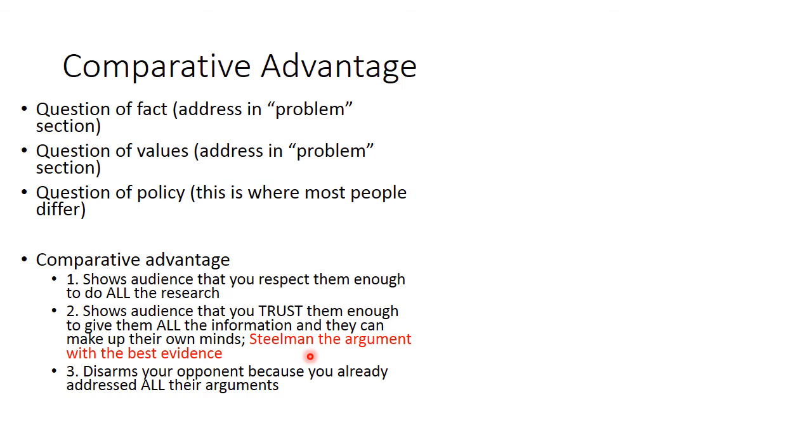communication with them. The last thing comparative advantage does, which is what I really like, is that it disarms your opponent because you've already addressed all their issues. So if you are arguing with an opponent in a face-to-face debate and you get to go first, in that second main point, you're going to lay out the best argument your opponent has, and then in your third main point, you get to tell your opponent why they are wrong. Then when it's time for your opponent to go, your opponent is only laying out arguments that you've already addressed.